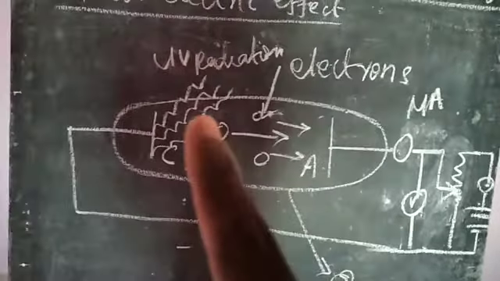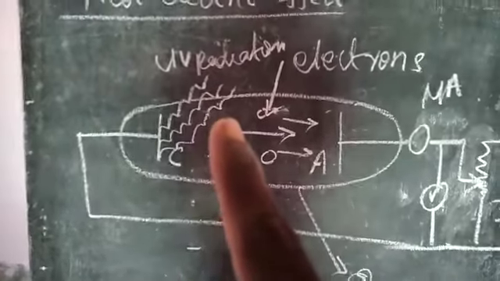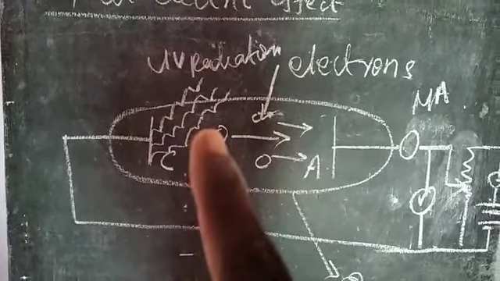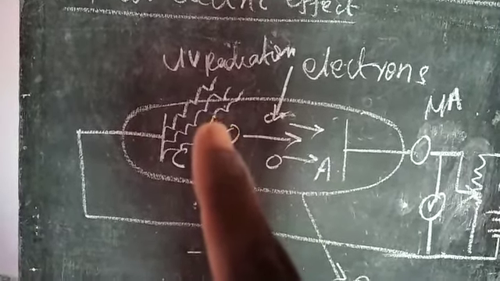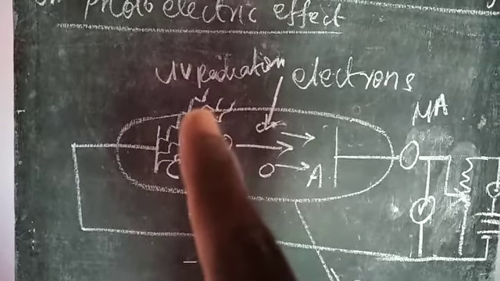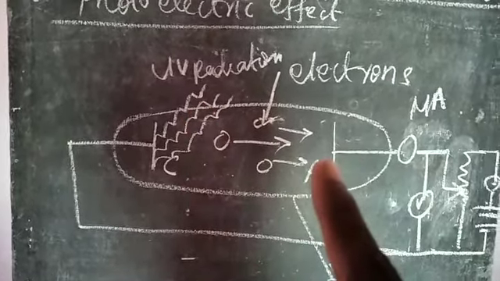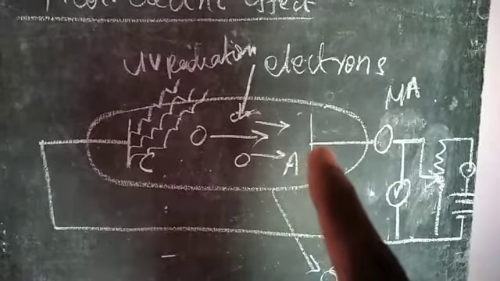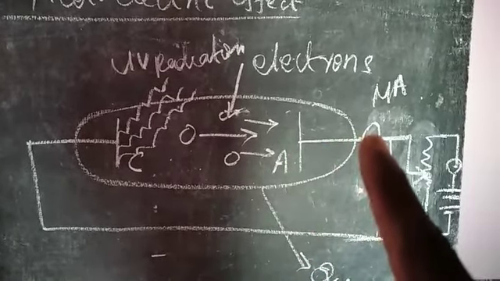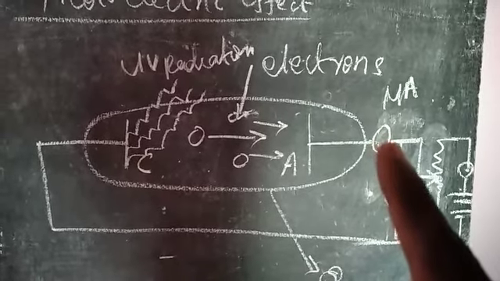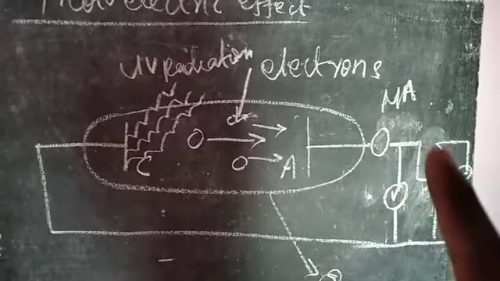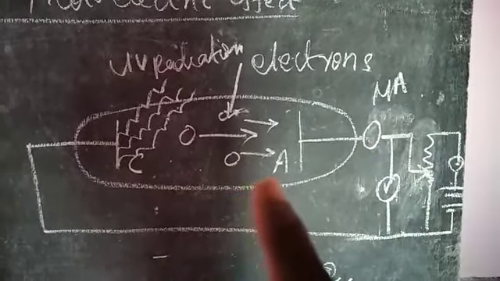First, electromagnetic radiation. Any one of the electromagnetic radiations, such as ultraviolet rays, gamma rays, visible light, IR rays, or radio waves, falls on the anode. There is no deflection in the microammeter, so zero deflection. This indicates that no current flows through the circuit.